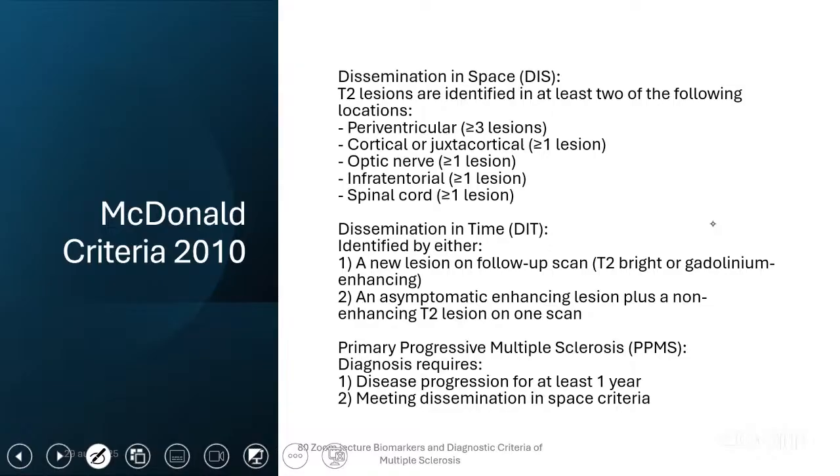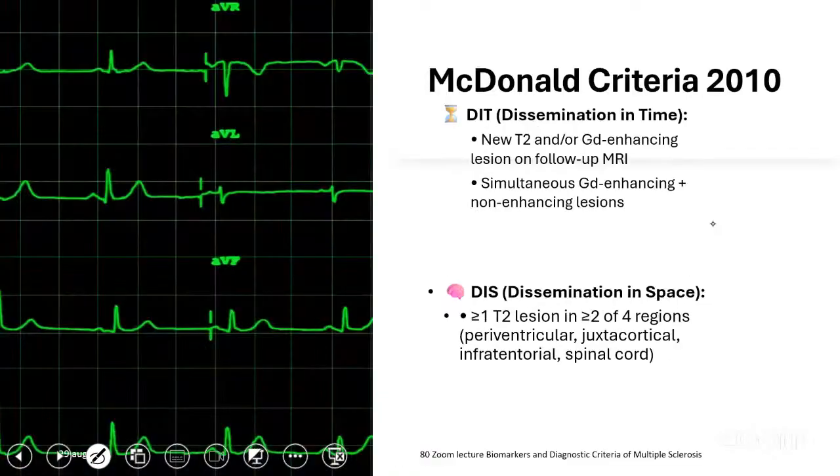So after this, we'll go on to the McDonald 2010. Here, new T2 and GAD enhancing lesions on follow-up MRI. There should be simultaneous GAD and non-GAD enhancing lesions for dissemination in time. For the dissemination in space, the same topographies, more than one T2 lesion in more than two of the four regions.